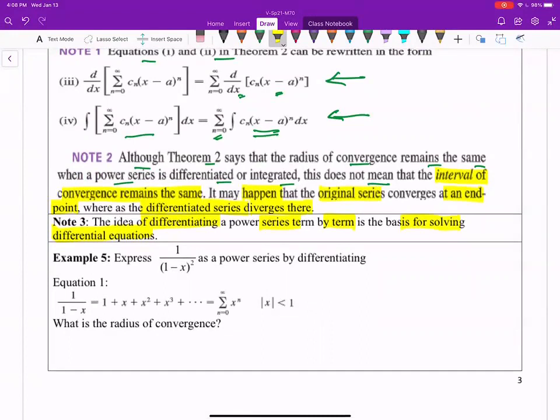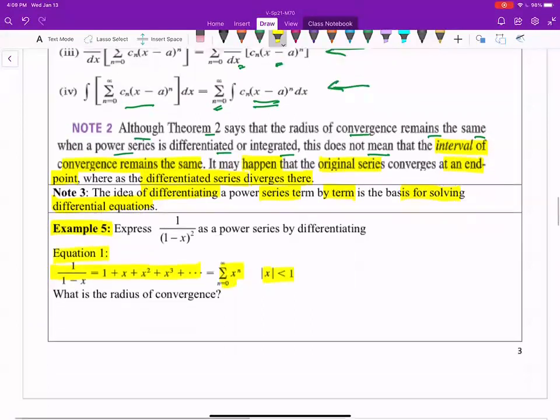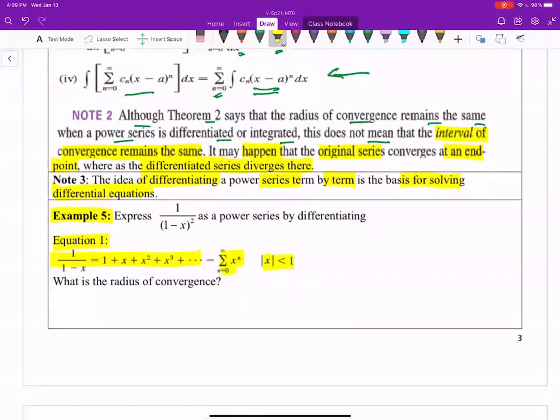Now let's try an example based on this concept. Express 1 over (1 minus x) squared as a power series by differentiating. Let's consider our familiar geometric function represented as a geometric series. So 1 over 1 minus x equals 1 plus x plus x squared, etc. In sigma form, it is the sum of x to the power n, where absolute value of x is less than 1. And we are going to find the radius of convergence as well.